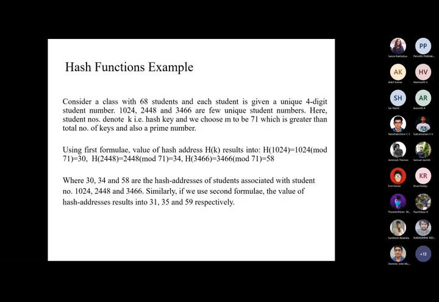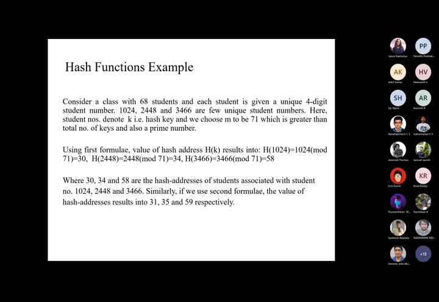The total number of students is 68. We choose m to be a prime number, 71, which is greater than the total number of keys. Using the formula h(k) = k mod m, 1024 mod 71 is going to be 30. Similarly, h(2448) = 2448 mod 71, which is 34. And finally, h(3466) is 3466 mod 71, which is 58.